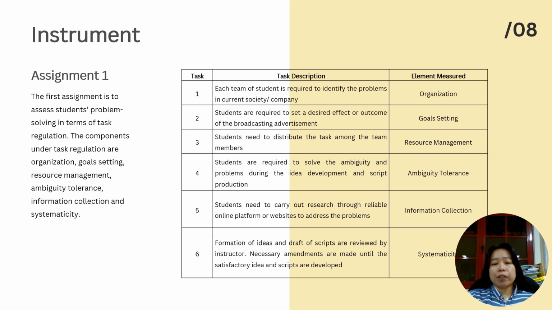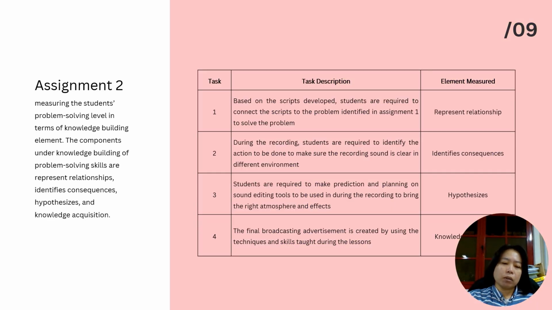The learning tasks in the gamification process are divided into assignment 1 and assignment 2. The subject topic is to produce an advertisement broadcasting. In assignment 1, task regulation components are aligned with the instruction and marked based on the validated rubric. As you can see from the table, each element under task regulation is considered in the running task. Similarly, assignment 2 tests the knowledge building skill of students. The table shows that each of the task declarations is aligned with the 4 components under knowledge building. Evaluations are carried out based on the validated rubric.